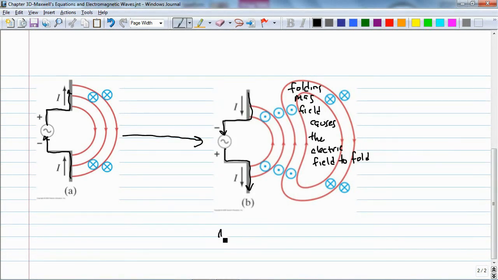There's no enclosed charges or magnetic poles necessary. This process continually works on itself, and it expands out from this location of this dipole in these packets. We call these packets photons.